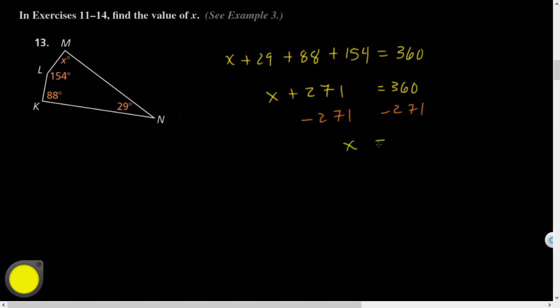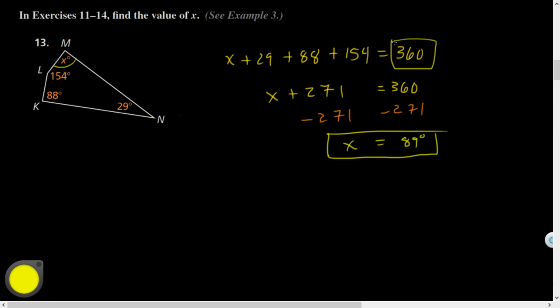Let's see, and I get x equals 89 degrees. So I'm able to find the measure of one of those angles like so, right there. So it's just a matter of using that fact.